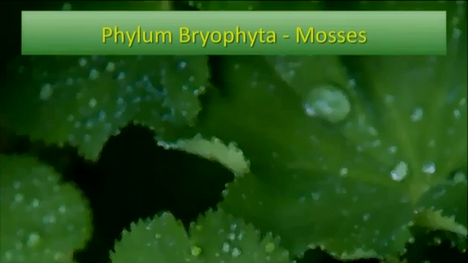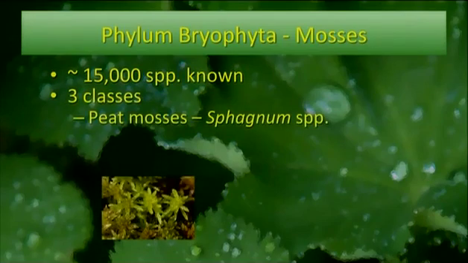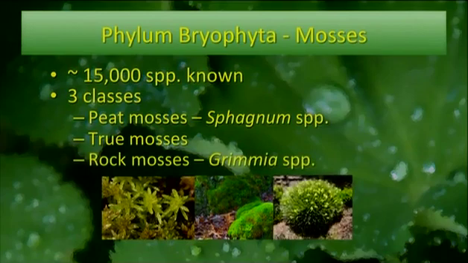But the true mosses are about 15,000 species known, and they're in 3 classes. The peat mosses, or the sphagnum species. Isn't that a beautiful image? The true mosses, and then the rock mosses, the Grimmia species.